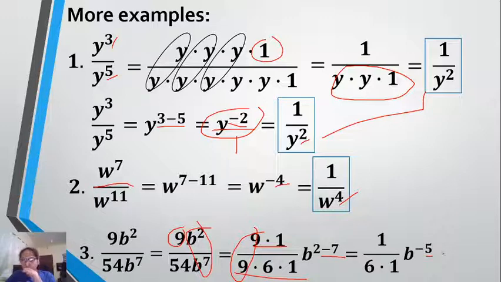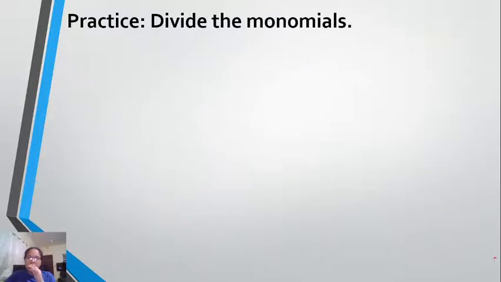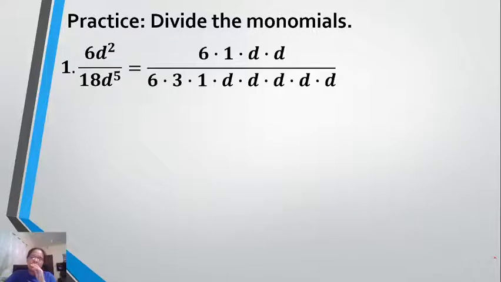So if we will try to simplify that, we will write this b raised to negative 5 in the denominator, but the exponent will become positive. So this is the quotient. Let's practice. So let's expand the factors so that you can understand it better. 6d squared, its factors are 6, 1, and 2 d's. 6 times 1 times d times d. Factors of 18d to the 5th are 6, 3, 1, and 5 d's there.